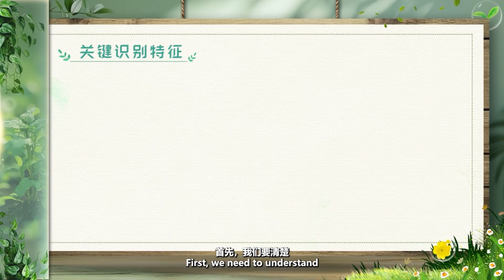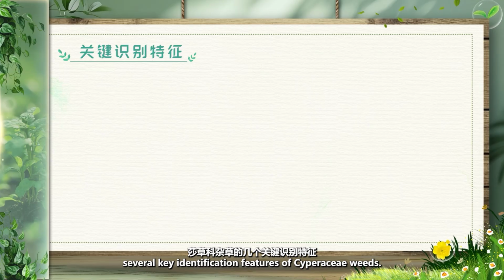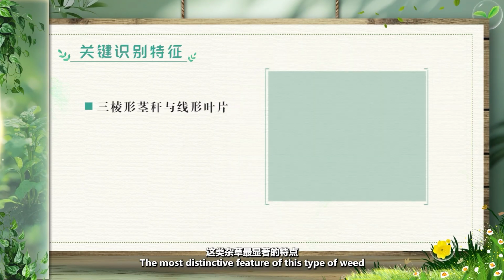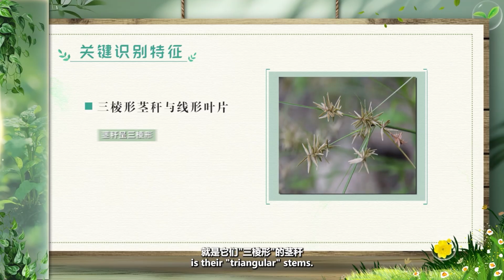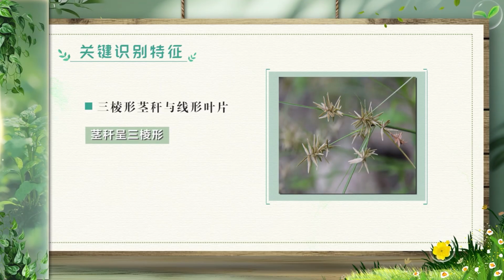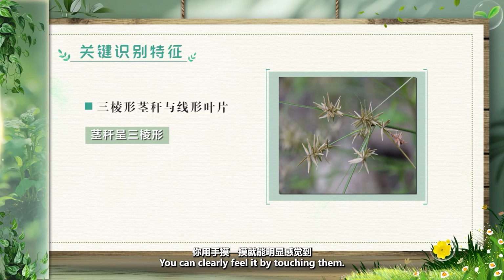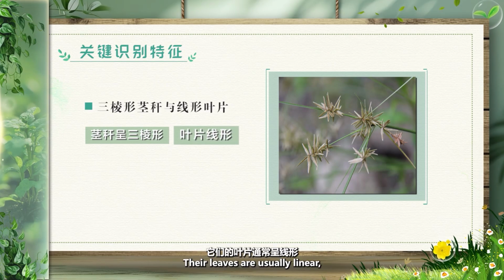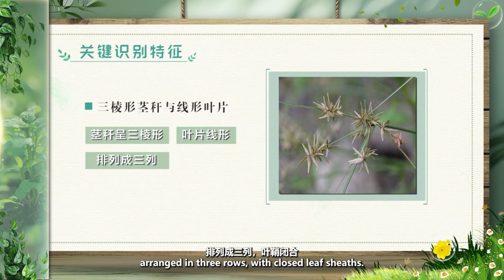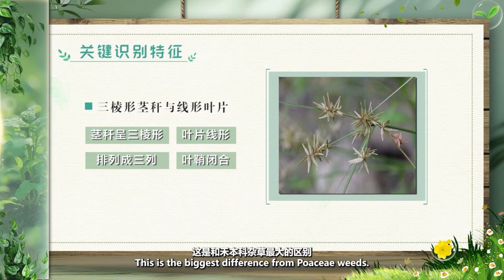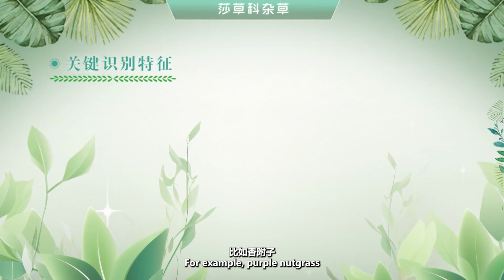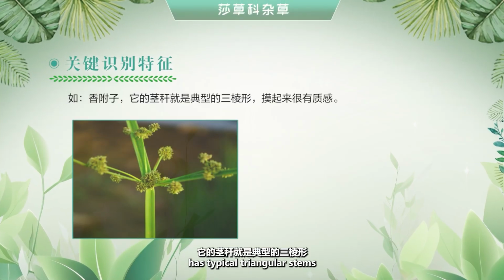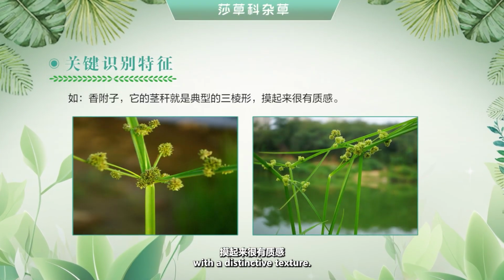First, we need to understand several key identification features of Cyperaceae weeds. The most distinctive feature of this type of weed is their triangular stems. You can clearly feel it by touching them. Their leaves are usually linear, arranged in 3 rows, with closed leaf sheaths. This is the biggest difference from poaceae weeds. For example, purple nutgrass has typical triangular stems with a distinctive texture.